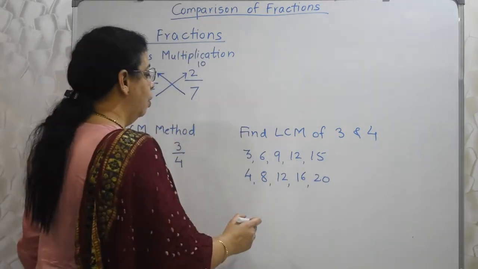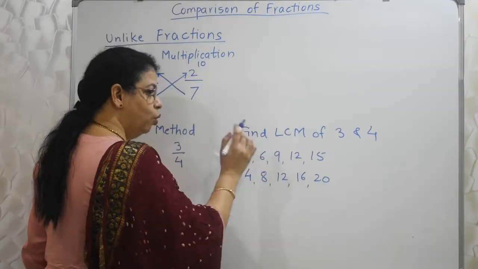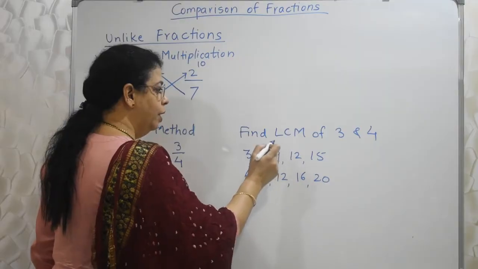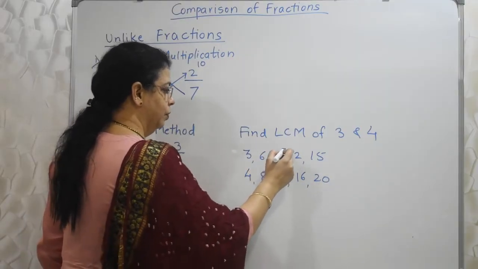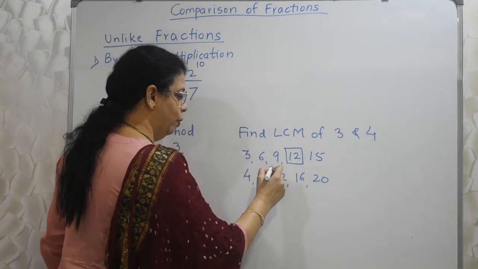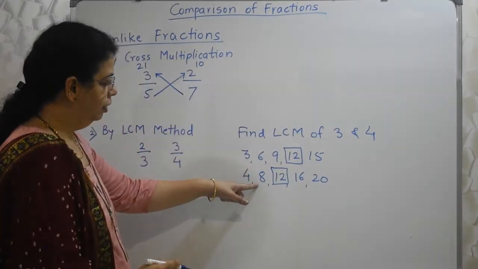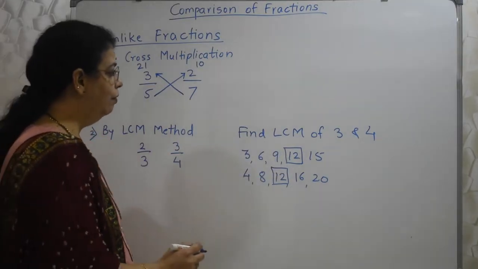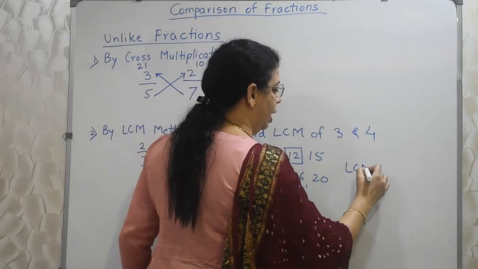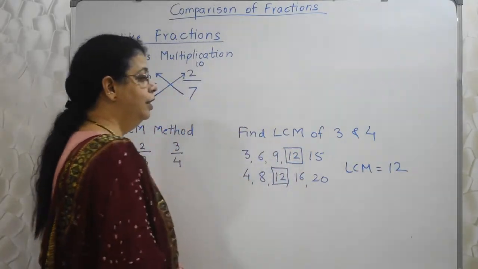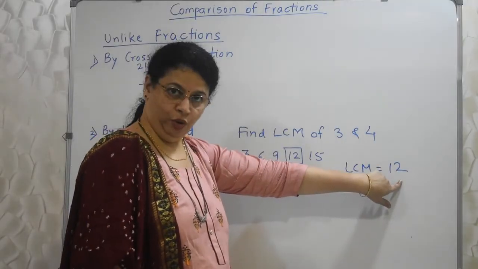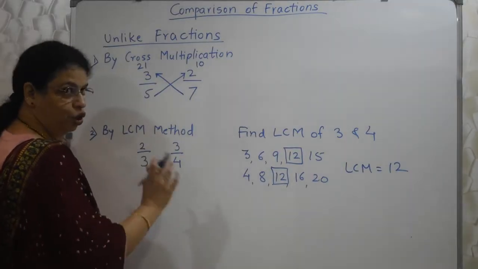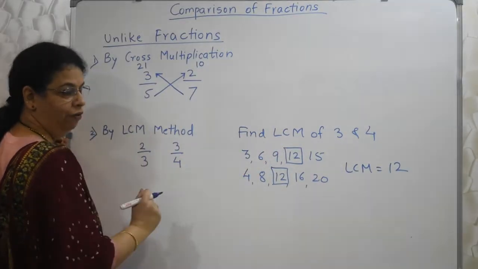Now see, first, lowest means the smallest. Smallest common multiple, the common number in both the tables. If you observe, 12, because 6 is not there here, 8 is not there here, 9 is not there here, but 12 is in both. So 12 is the LCM of 3 and 4. This 12 is going to help us find out which one is bigger, which one is smaller. How can we do that? See, our job is to make both the denominators 12.